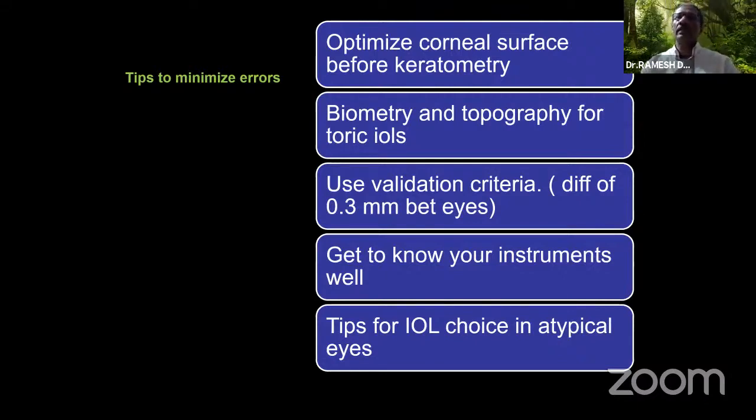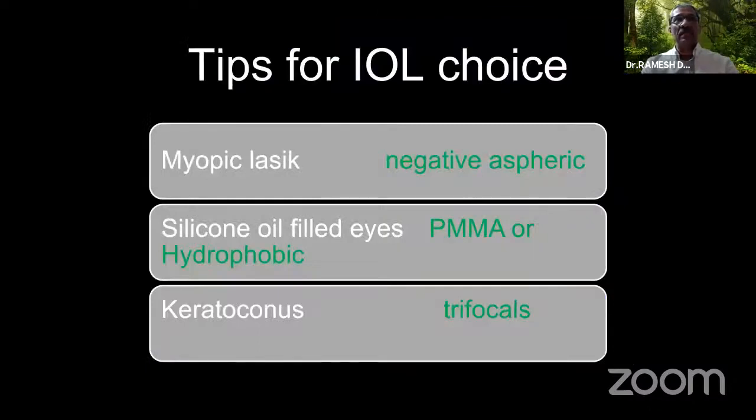Get to know your instruments and your staff for using them and give them the power to come back to you if something is not perfect. And these are some interesting tips for atypical eyes. We all know that for myopic LASIK, we have to use a negative aspheric lens to compensate for the central flattening of those corneas. And in silicone oil filled eyes, it's best to use a PMMA or a hydrophobic lens.